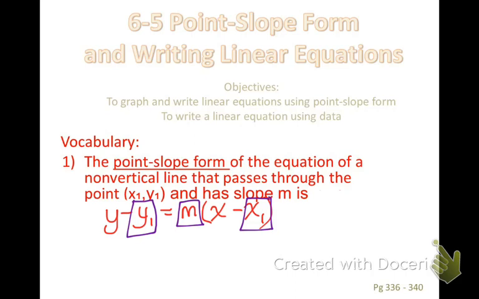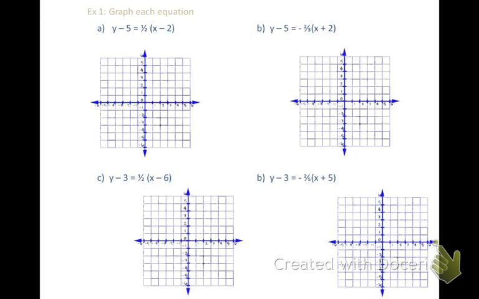So let's go on to problems and we'll see if we can work this out together. We're going to graph first. So, first of all, we're going to go over the equation again, the point slope form. We have y minus y1 equals m x minus x1.